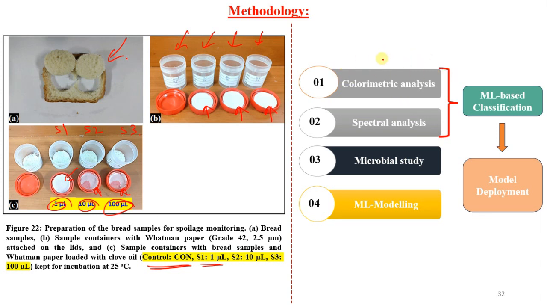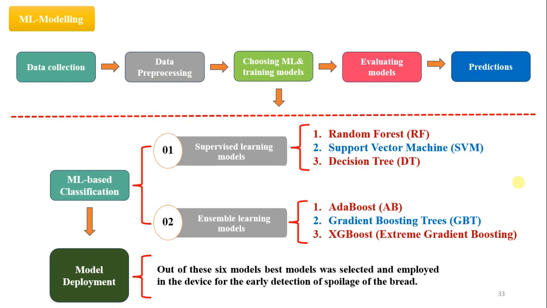So, we did the colorimetric analysis, then the spectral analysis. Then we did the microbial study to find out the actual spoilage data, so that we can correlate with the microbial spoilage information. Then we did the ML modeling, using this colorimetric and spectral data. So data was collected, data was pre-processed, then we chose the ML models and trained them. Then the models were evaluated, then predictions were made.